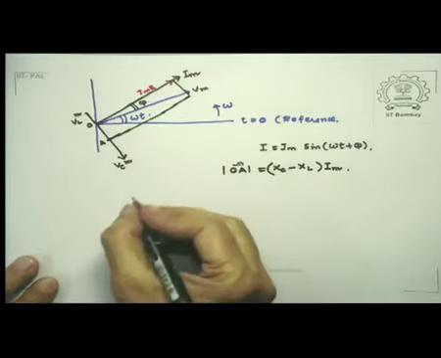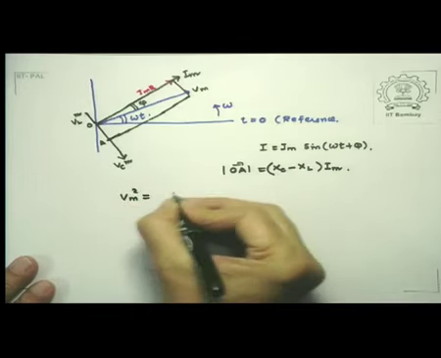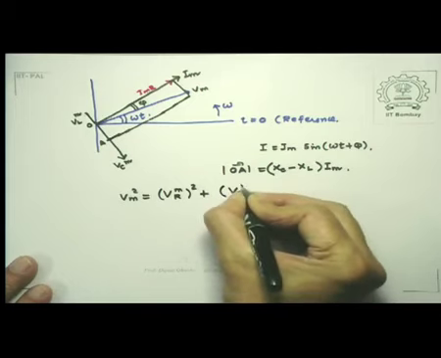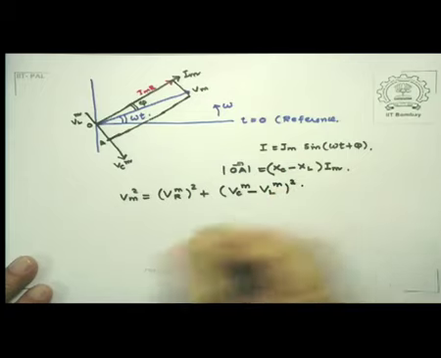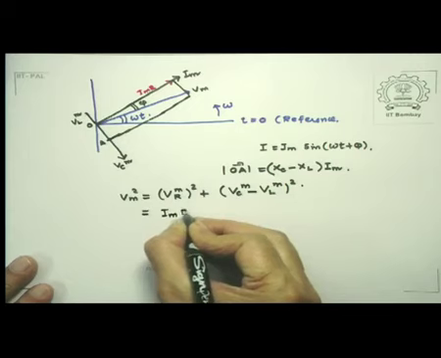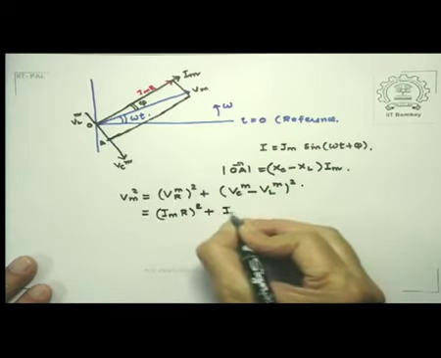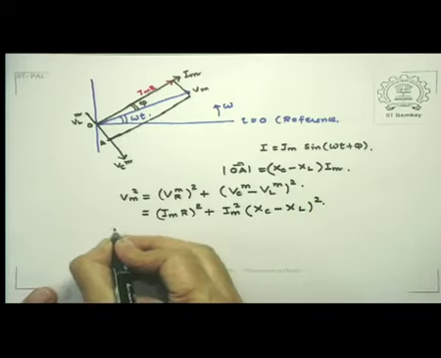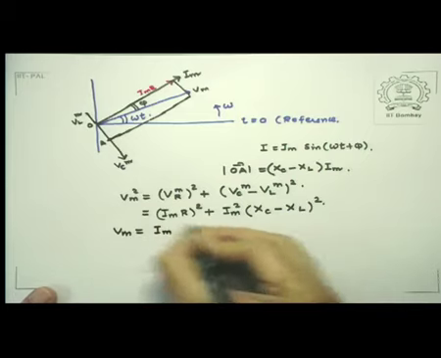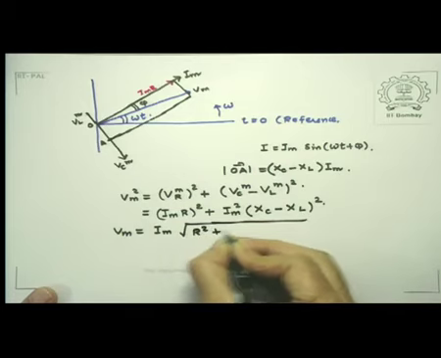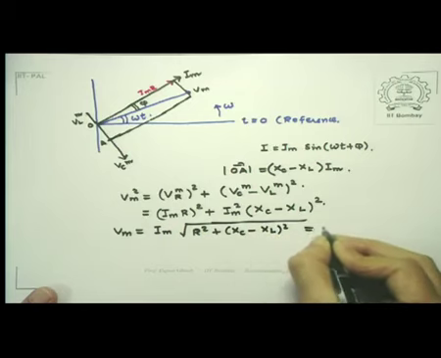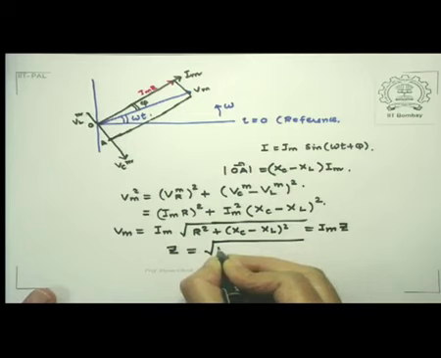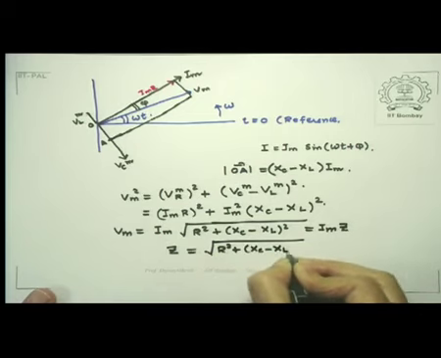So this graphical construction tells me that Vm square is Vm resistance square plus VCM minus VLM square, and that is equal to, this is Im times R whole square, and this is Im XC minus XL whole square. And so therefore my Vm is given by Im times square root of R square plus Xc minus XL whole square, which is nothing but Im times Z, where Z is the quantity which is within the square root. So this is R square plus Xc minus XL whole square.